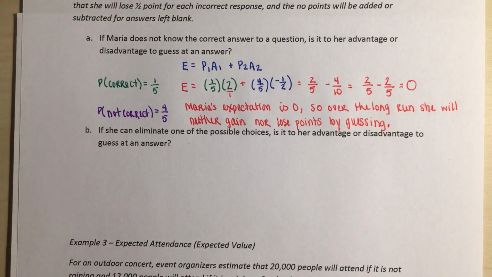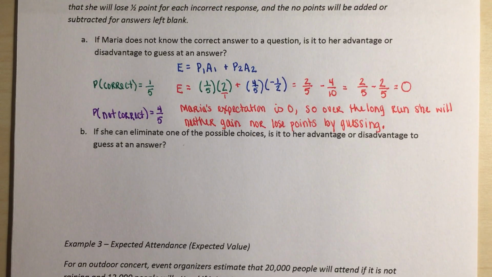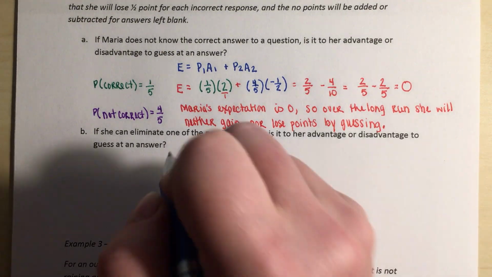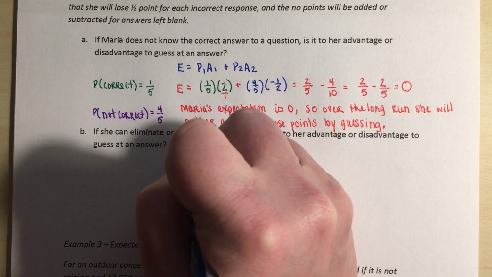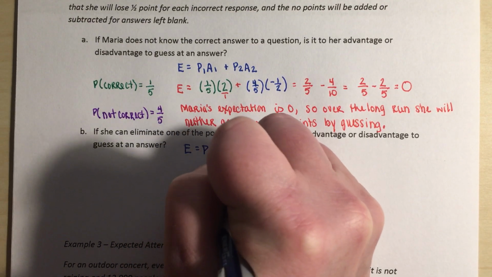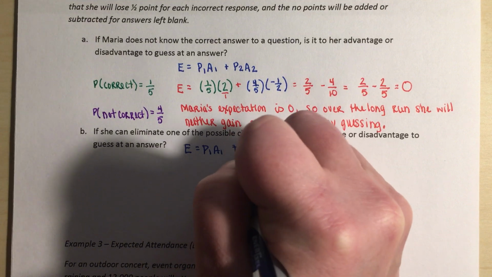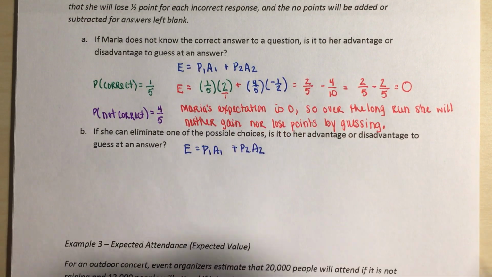Right. So now we're going to use the same scenario, but we're going to change it just slightly. If she can eliminate one of the possible choices, is it to her advantage to guess at an answer? So we're still going to have P1A1 plus P2A2.